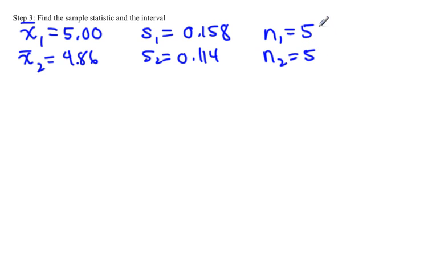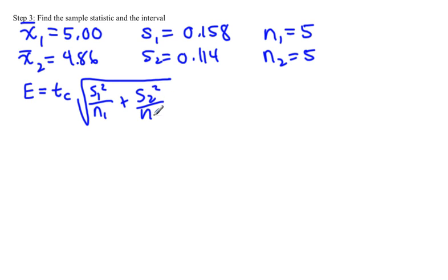In an independent t-test or t-sample interval, the sample sizes don't have to be the same, but it's better if they are. So there are our sample statistics. Now in order to do the interval, we need to be able to calculate E. E in this case is your critical value from your table, or calculated by hand, times the square root of S1 squared over n1 plus S2 squared over n2.